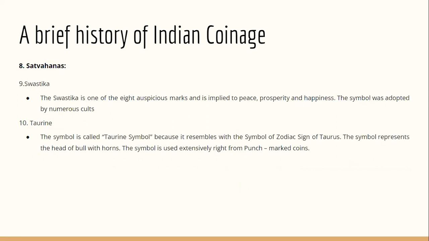Then swastik. The swastik is considered to be one of the most auspicious marks, and swastik is usually associated with peace, prosperity and happiness. And this is not restricted to Hinduism. It is being adopted by other religious cults also. So that is depicted. And taurine. So taurine symbol represents the zodiac sign Taurus. Okay. So all these are, you can say, symbols which are depicted on the Shatavahana coins.